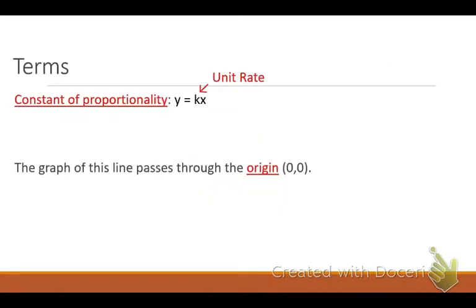If you would, go ahead and pull out your red pen, and I want you to fill in this slide in your notes with your red pen.